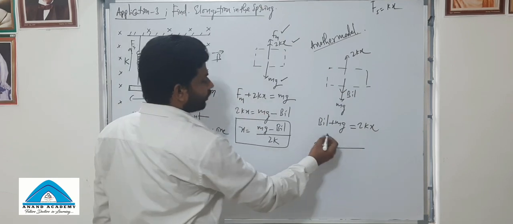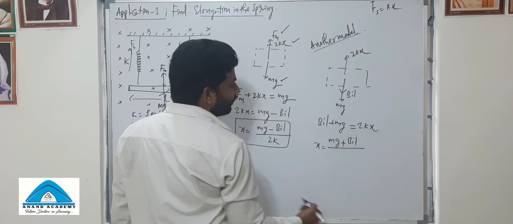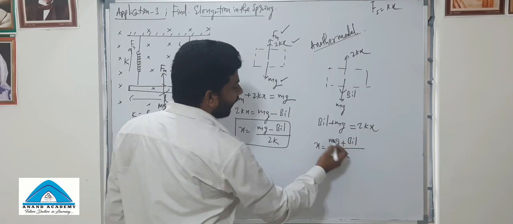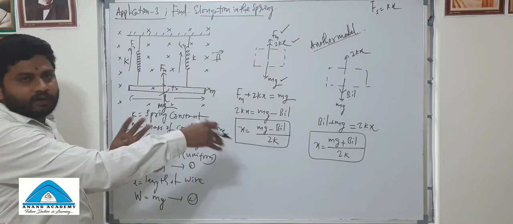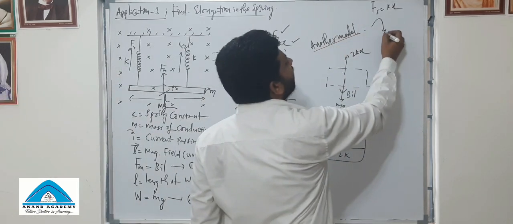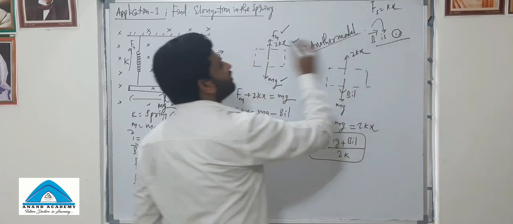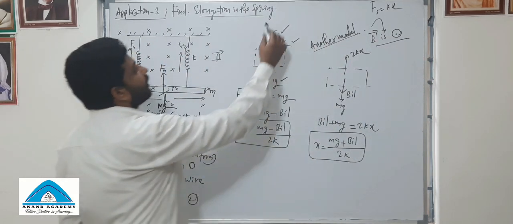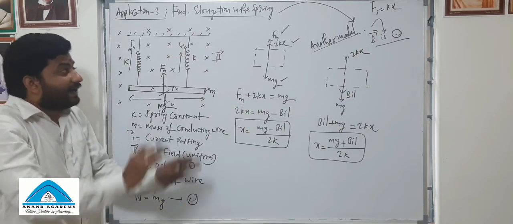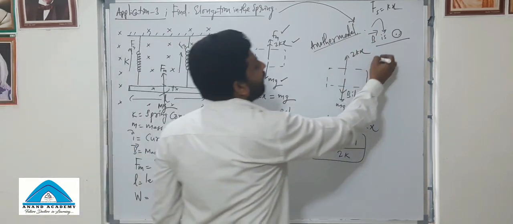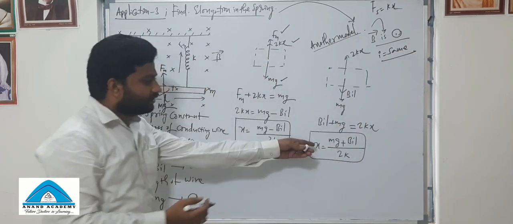so what is in the numerator? In the numerator it is mg plus BIL. In the denominator it is 2k. I hope you got it, right? Same concept when the magnetic field B bar is out of the plane: same topic, same case, just B bar is out of the plane, and this is how the situation is. Current direction is not changed, so the current direction is the same, and this will be the same.